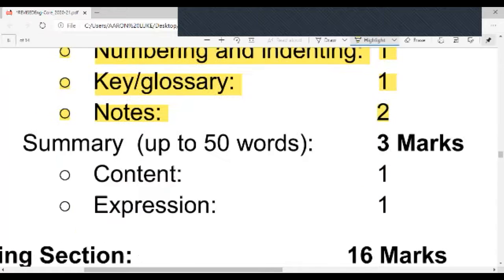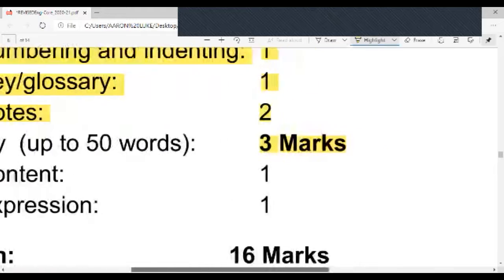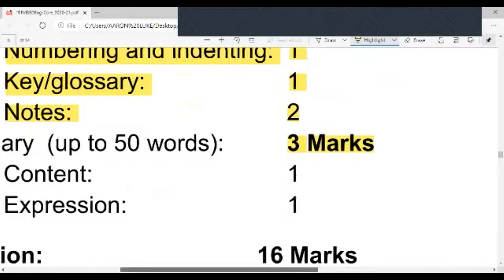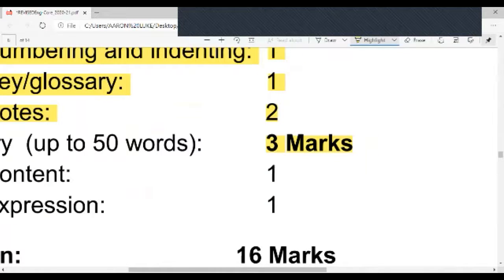Then the second part of note making is the summary, which carries 3 marks. So 5 plus 3 is 8 marks. It will be content 1 mark and expression 1 mark, and I think for the title 1 more mark will be there. So it is up to 3 marks. 5 plus 3 is equal to 8.